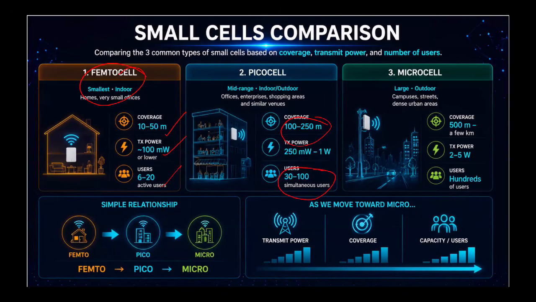Then we have microcell. It provides large coverage and capacity, and is generally used outdoors, such as campuses and dense urban areas. Its coverage range is between 500 meters to a few kilometers, transmit power is around 2 to 5 watts, and it can handle hundreds of users. But one thing you have to note is that the exact coverage radius, transmit power, and number of users are vendor specific. So the numbers shown on this slide are just typical numbers, not fixed standards.